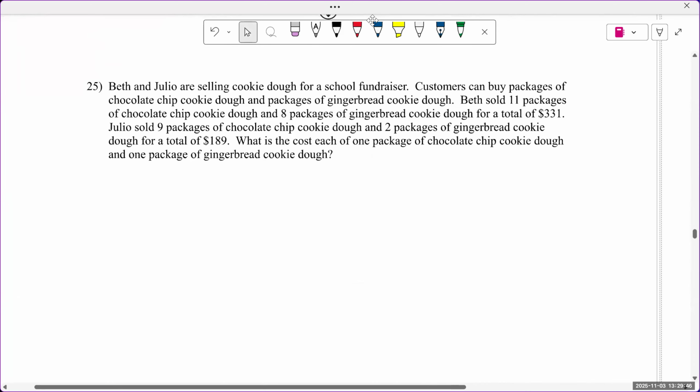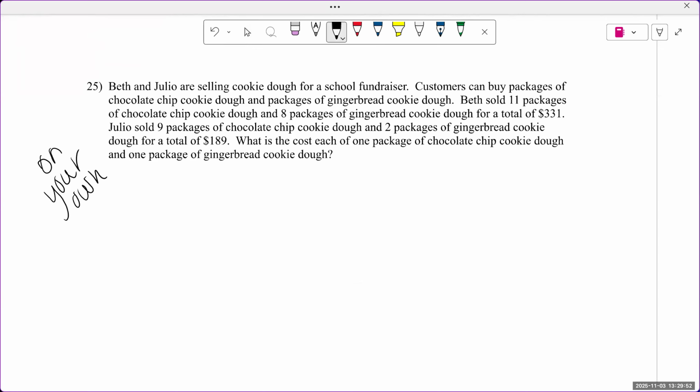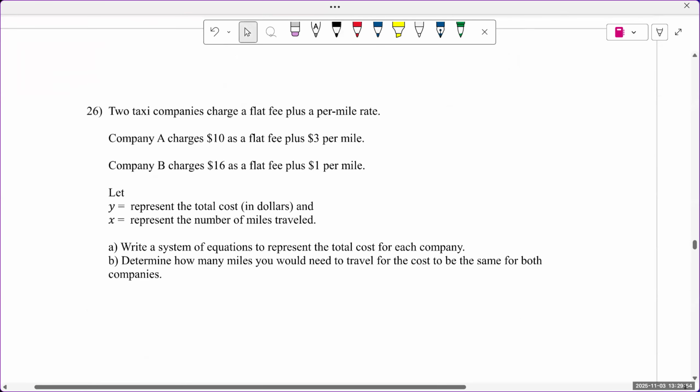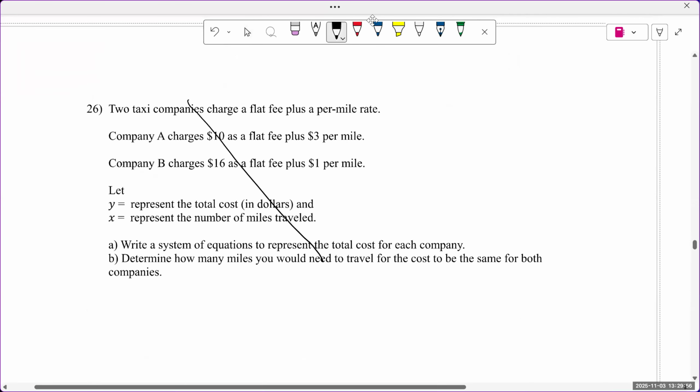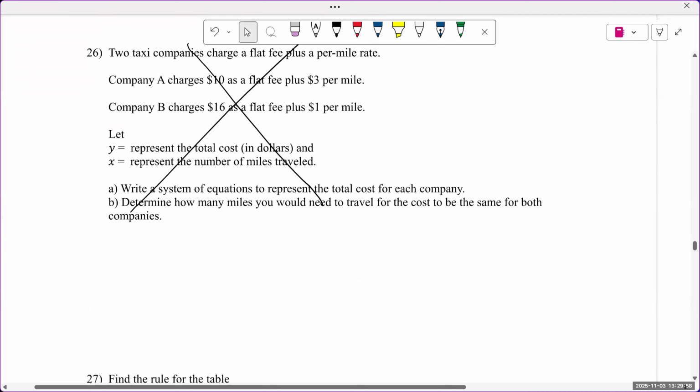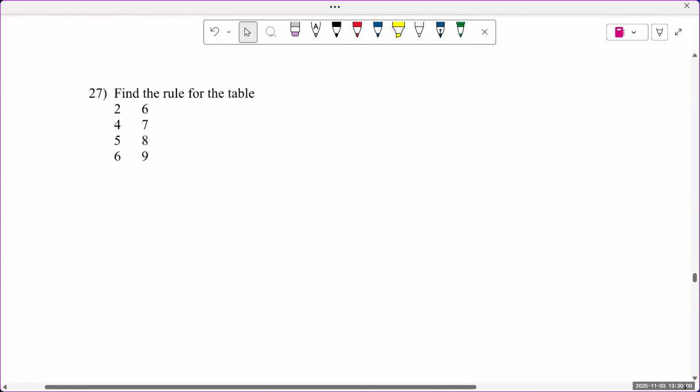Okay, 25 on your own. 26, you can cross off. I don't think I meant to have that many. Sorry, no wonder there's 40 problems.